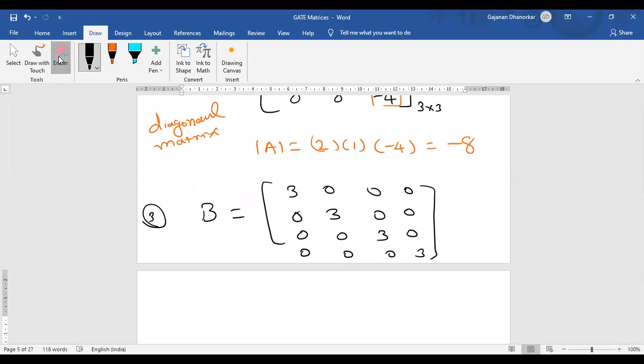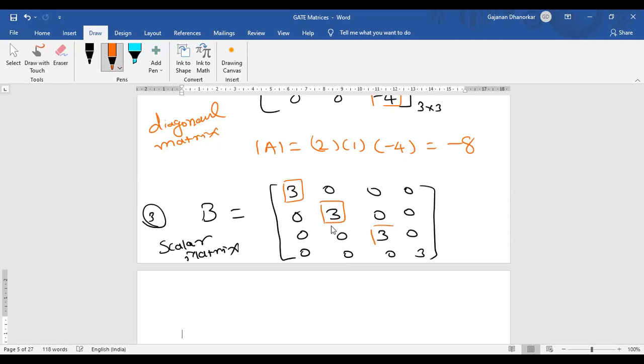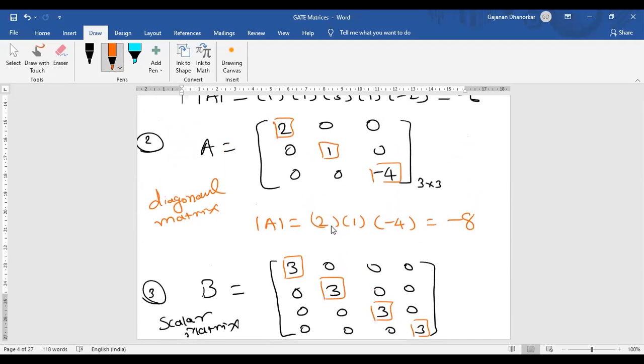Why is this a scalar matrix? Does anyone remember? Is it a diagonal matrix? Yes, diagonal. What is the meaning of diagonal matrix? All off-diagonal elements should be 0. The same condition is satisfied. But in a diagonal matrix, here it was 2, here 1, here 4, here -4. But in a scalar matrix, all diagonal elements should be the same.